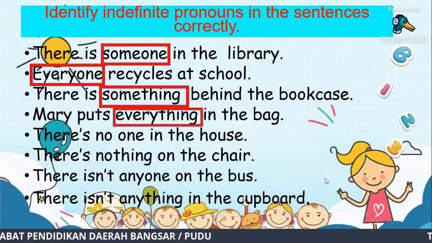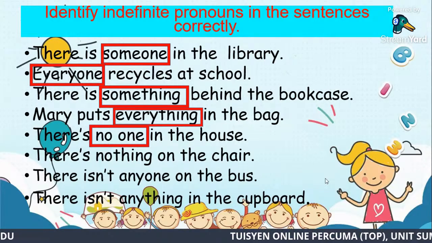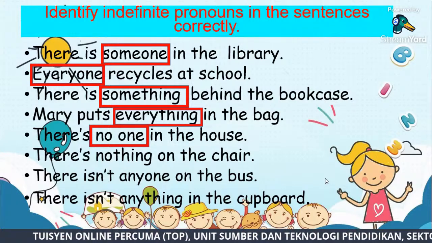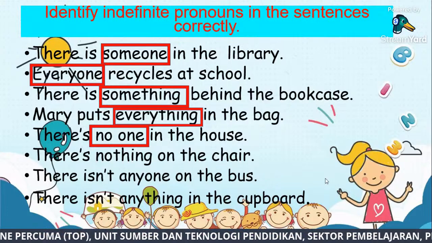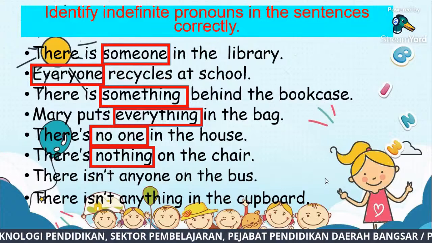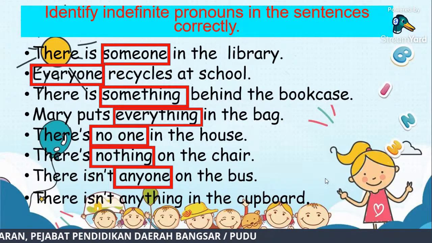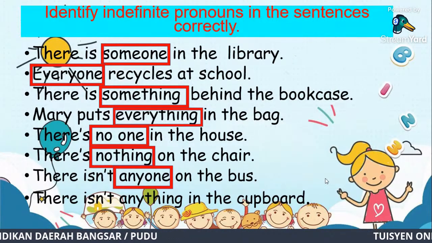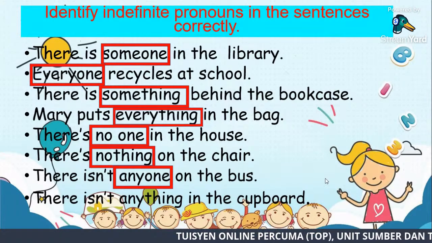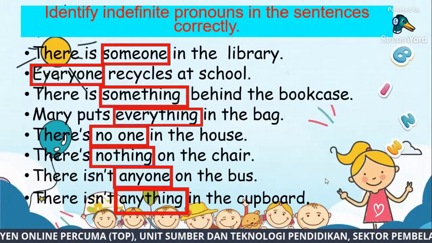So where is the indefinite pronoun here? Yes, no one. Okay, and followed by the next sentence, there is nothing on the chair. So how are we going to say that? Where is the indefinite pronoun? It is nothing. Okay, and there isn't anyone on the bus. So here anyone is the indefinite pronoun. Okay, and the last one, there isn't anything in the cupboard. So anything is the indefinite pronoun.